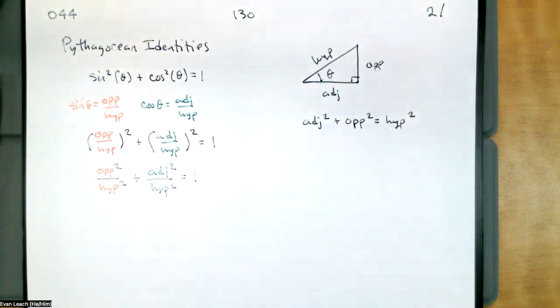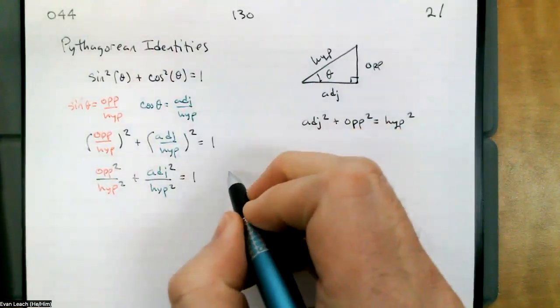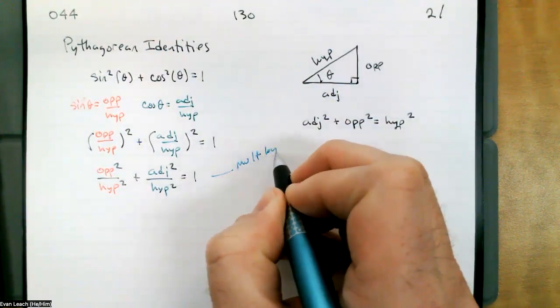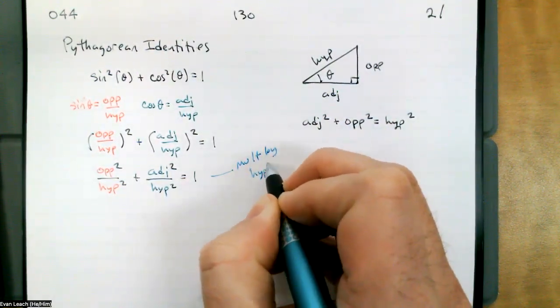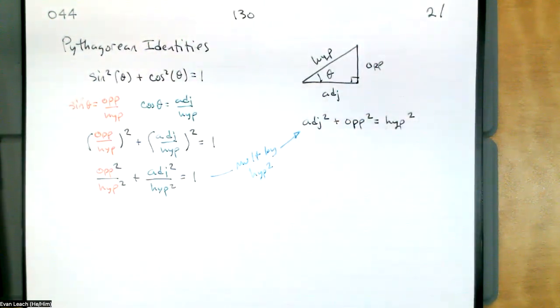Then if we just multiply every term in this equation by hypotenuse squared, we end at the Pythagorean theorem. So we can cancel hypotenuse squared out of the opposite and adjacent squared terms, and then hypotenuse squared times 1. We end up at the Pythagorean theorem. That's why these are called Pythagorean identities.